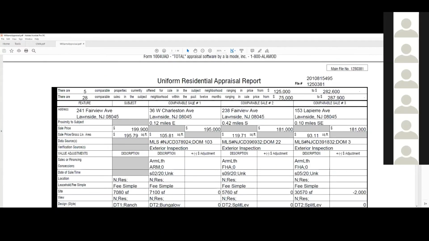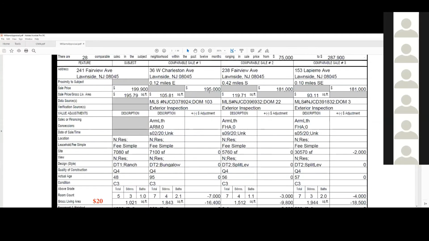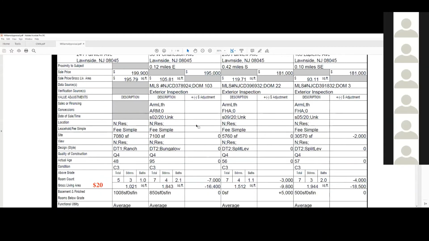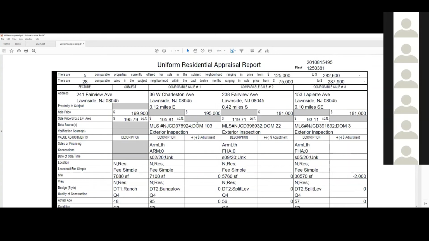So here is the report. And there's a bunch of gibberish here. You don't really have to know every single code that they use. But overall, you can see the subject property, $199,000. That's the property that you went under contract with. Here's a sale, sold for $195, $181, and $181.